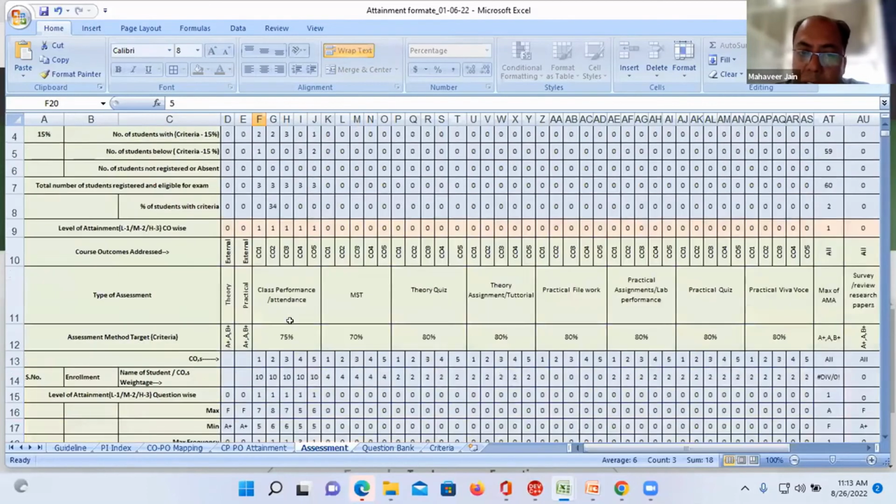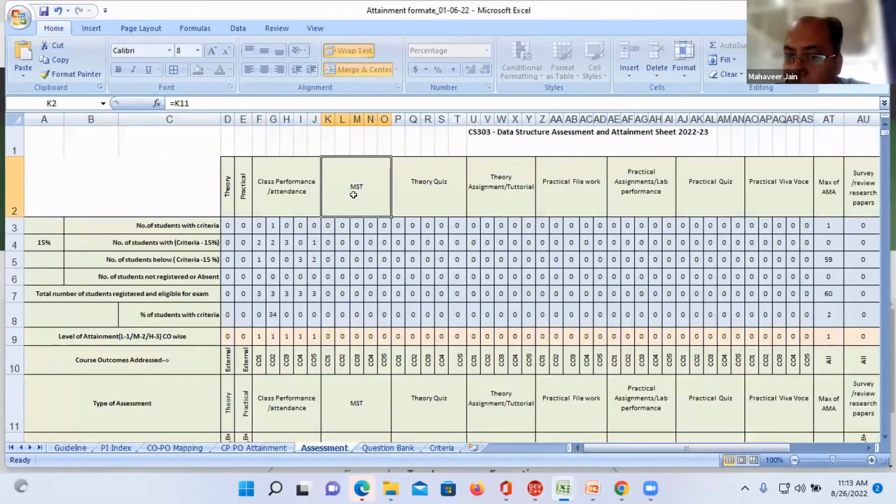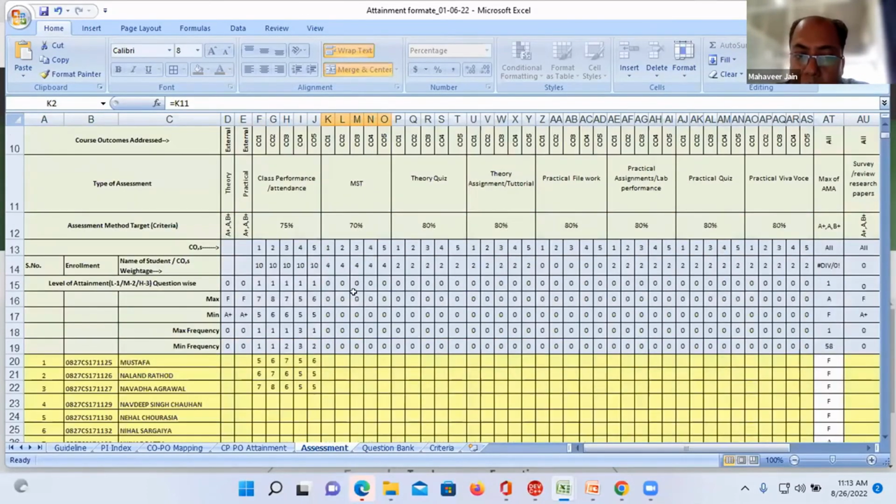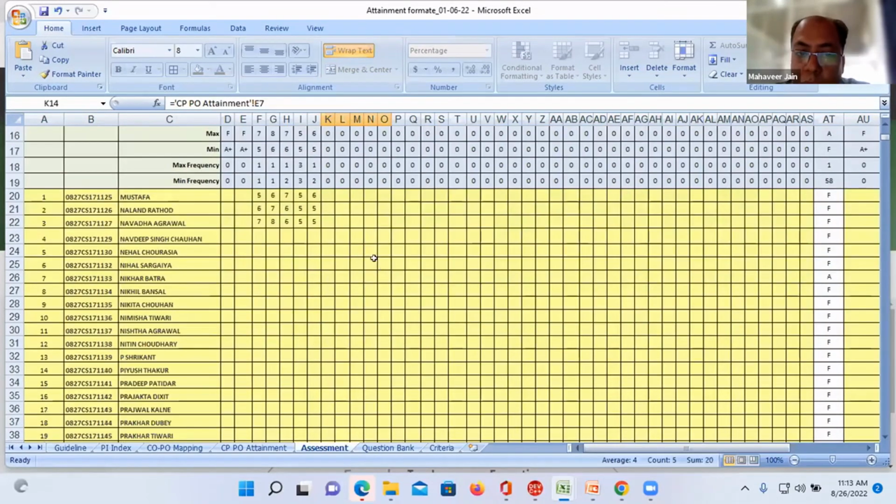You put the attendance. Likewise, the MST. If I conducted the MST of 20 marks, each carrying 4 marks, means unit 1 will be 4, unit 2 will be 4. So total 20 marks MST. So how much marks is the student getting? You need to write the student marks here. Suppose the student is getting 3 and 3. Certainly you can write the marks here, whatever the student is getting.